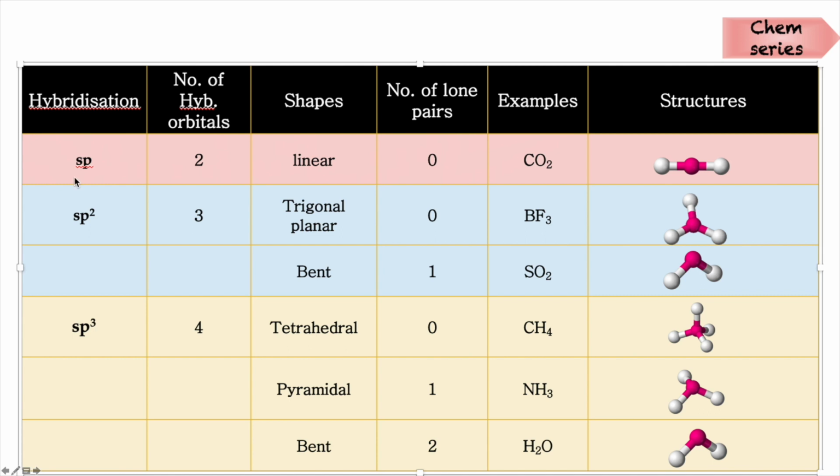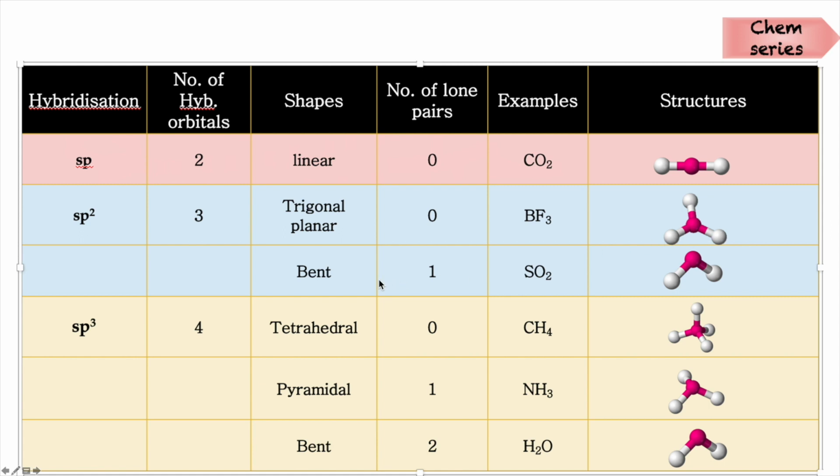So first, sp hybridization has two hybrid orbitals. How hybrid orbitals are formed has already been taught. Coming to sp hybridization, the shape will be linear without any lone pair, for example CO2. Next is sp2 hybridization, which has three hybrid orbitals and its shape is trigonal planar with zero lone pairs, for example BF3. And if one atom is replaced by a lone pair in the trigonal planar, it becomes a bent shape.